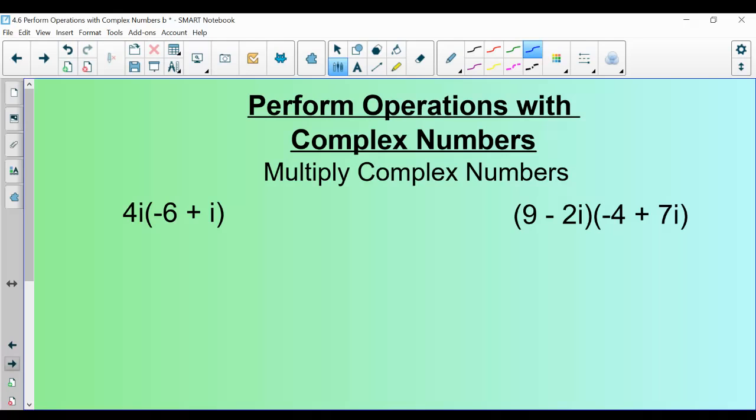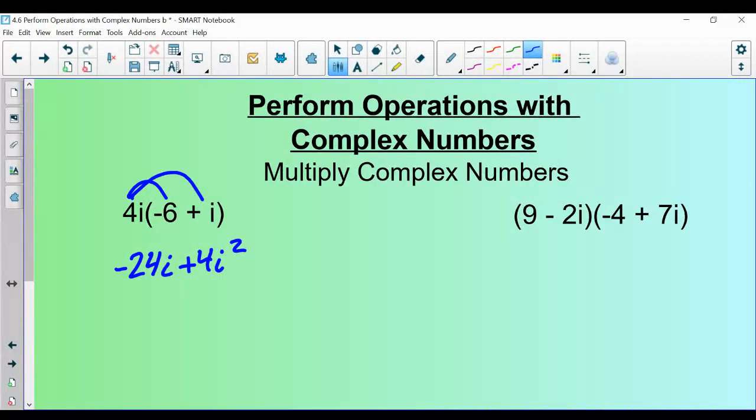As for multiplying complex numbers, this still isn't too bad. I will tell you, dividing them is pretty rough, but multiplying them isn't bad either. Your first step would be to distribute that 4i. These are going to behave just like you would expect if it was a variable, with one exception. You would do 4i times negative 6, that would be negative 24i. And then 4i times i, that would be plus 4i squared.